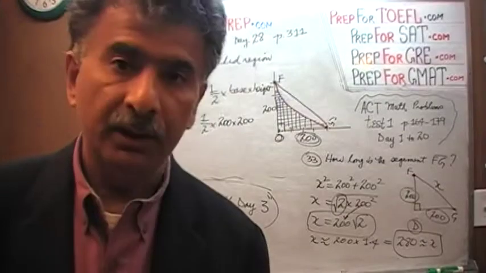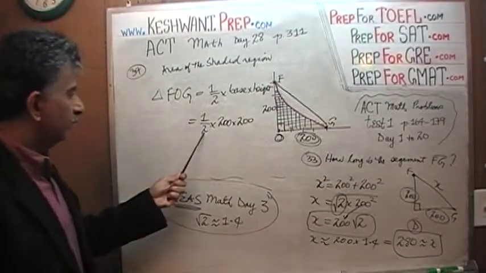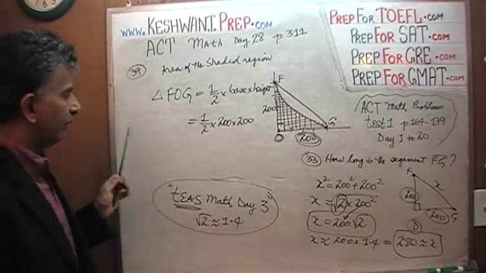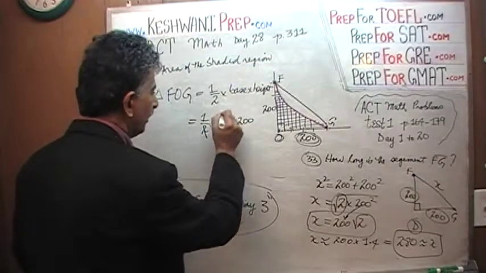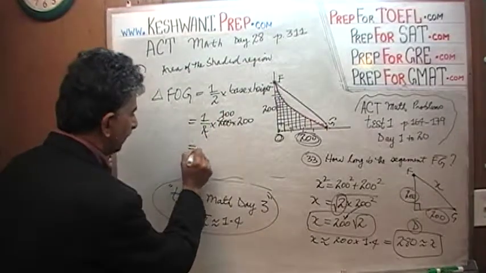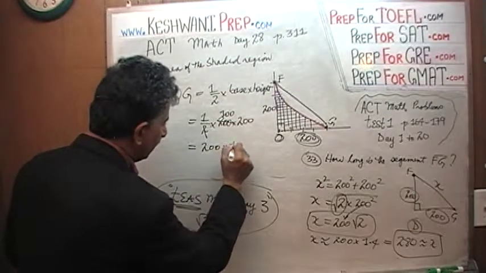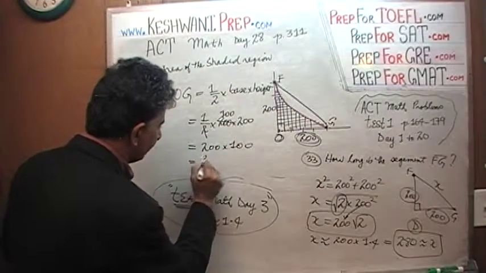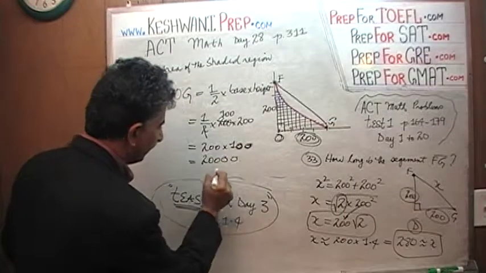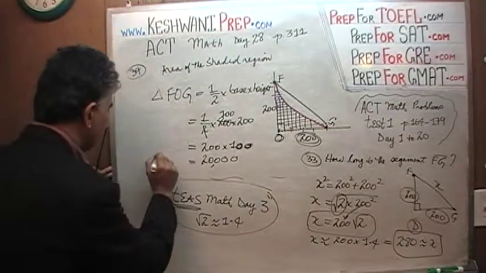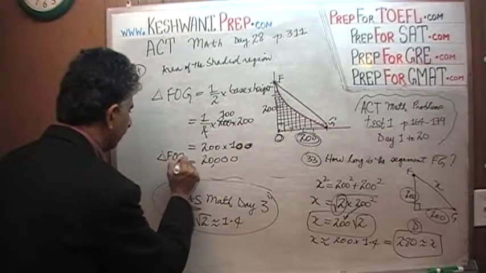1/2 times 200 times 200. I see a 2 here, I see 200 on the top. We divide top and bottom by 2, the 200 becomes 100. So what we end up with is 200 times 100, which is same as 200, and you stick two more zeros right there. There you go. And that's the triangle FOG.